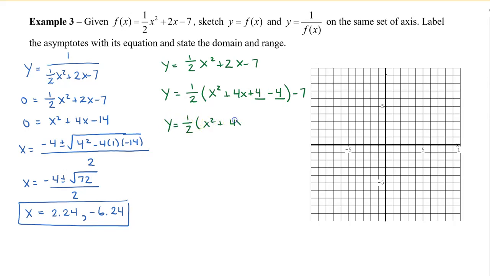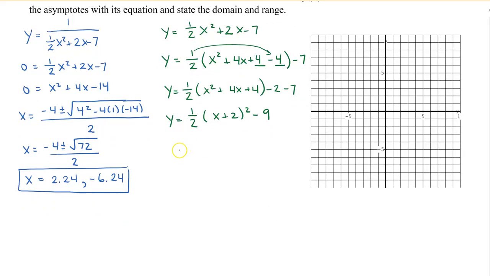And let's kick that last term out so that we can just factor these 3 terms, the trinomials. We're going to go half times -4, which is -2, and then -7. So here we have y equals a half, and let's factor. We have x plus 2 all squared and -9. So now let's create our table to graph this parabola.